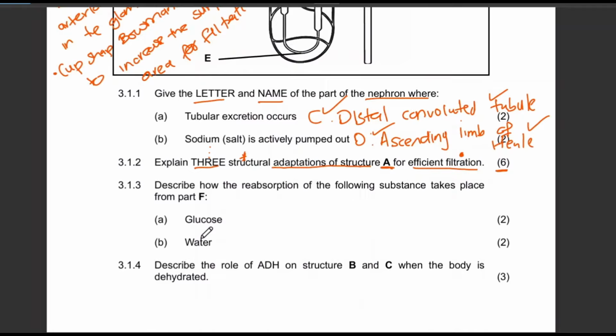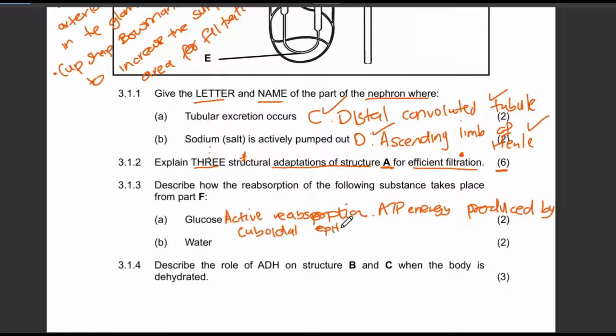Now, with glucose, it will be absorbed by active reabsorption. So you can say active transport or active reabsorption. So obviously energy is going to be needed here. Active reabsorption, ATP energy, even if you don't mention ATP. So this will be produced by cuboidal epithelial cells that are obviously lining the PCT. So 1 mark. Water by osmosis.